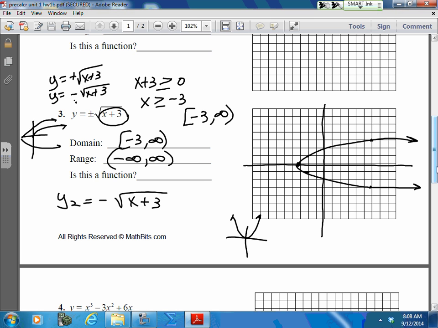And is this a function? No. By itself, with the positive, yes. With the negative, no. I want you to start seeing a lot more into these graphs: domains, ranges, x values, y values, where it's turning, where it's opening.